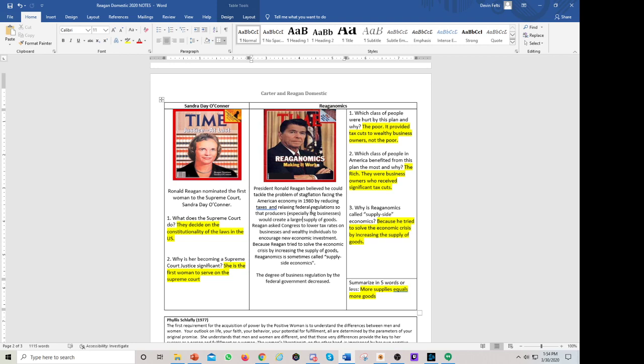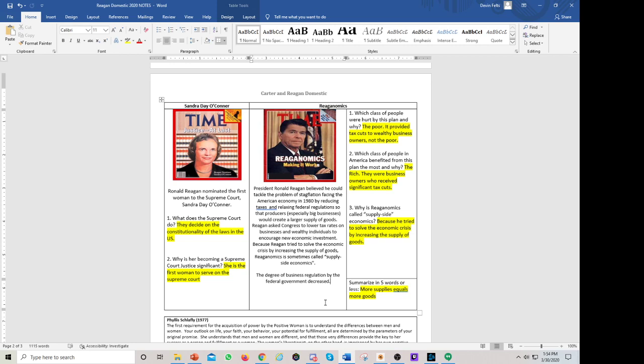Reagan tried to solve the economic crisis by increasing supply of goods. Reaganomics is also called supply side economics. The really important thing here is this last passage. The degree of business regulation by the federal government decreased. So there's not as much red tape, right? So it makes opening a business much more accessible. It's easier. And to be honest with you, businesses at this point get a huge tax cut.